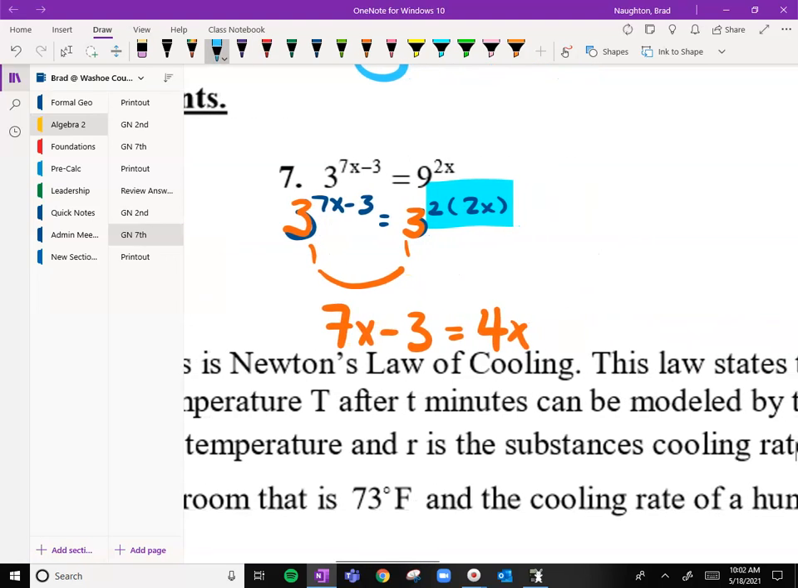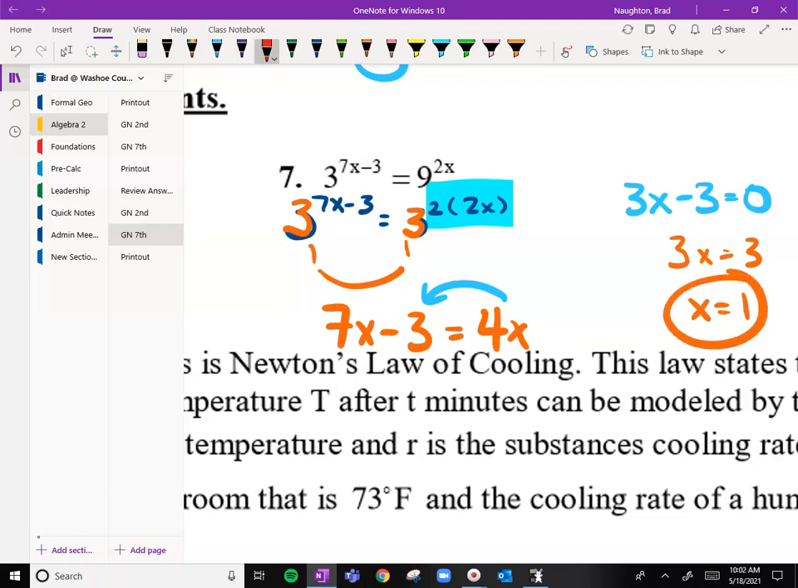So we're going to go ahead and get a 7. Well, I'm going to bring that over and get 3x minus 3 is equal to 0. So 3x is equal to 3. So x is going to be 1.